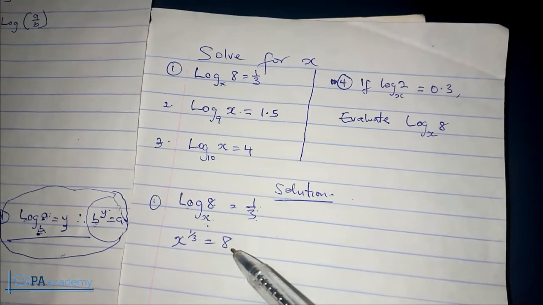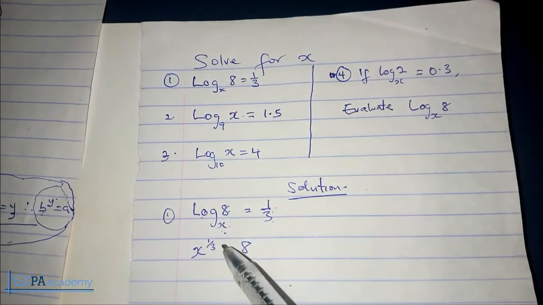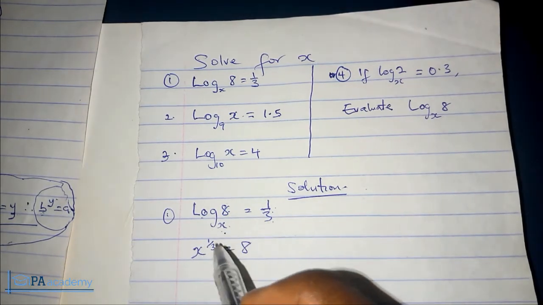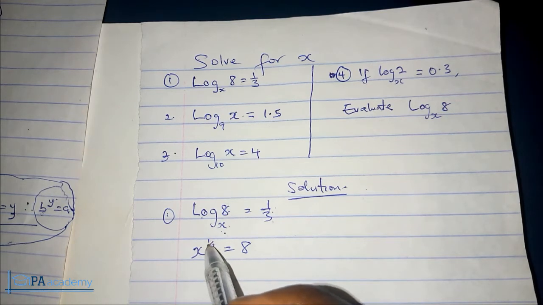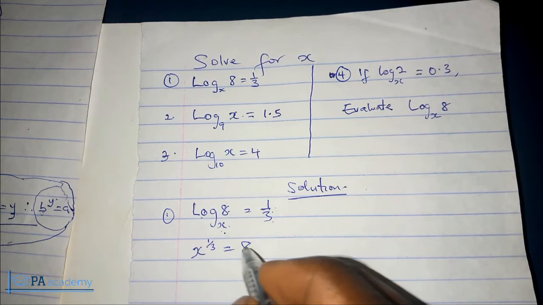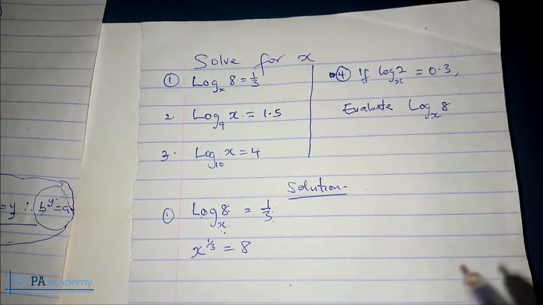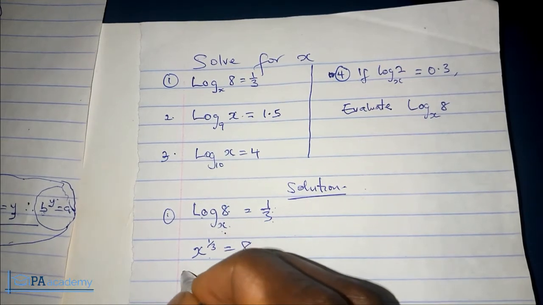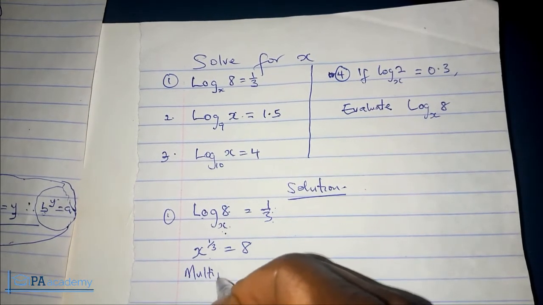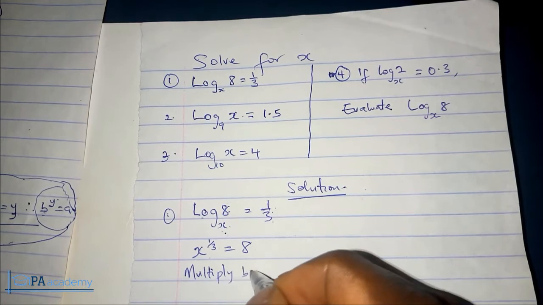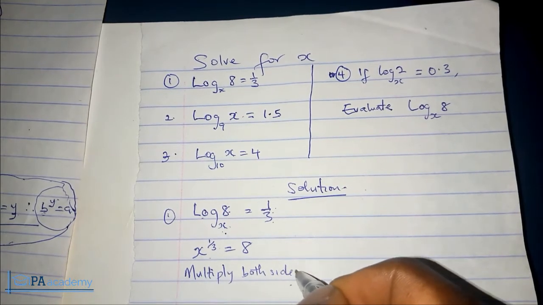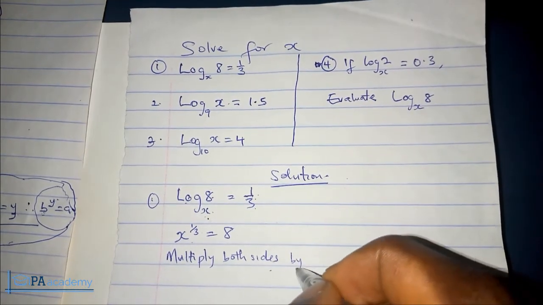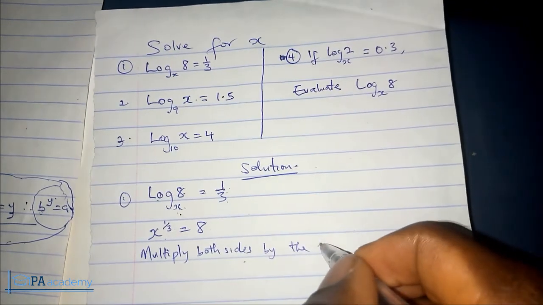By simplifying this, if we are able to solve this, we'll get the value of x. So at this junction, to get rid of this power of 1 over 3, what we are going to do is multiply both sides by the power of 3.